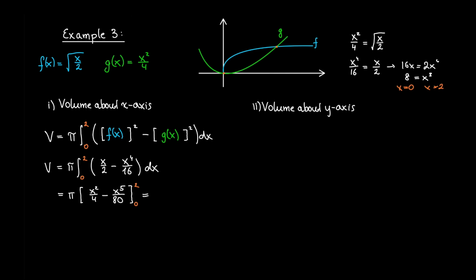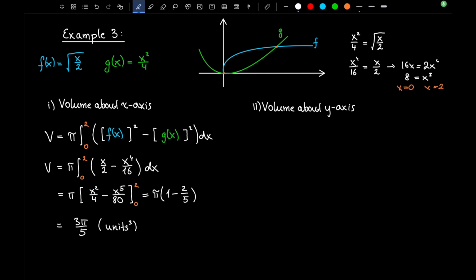Next, we find the antiderivative function, x squared over 4 minus x to the power of 5 over 80, evaluated from 0 to 2. You should be able to do this very fluently after so many parts of integration and calculus in general. The answer we get in the end is pi times 1 minus 3 over 5, or even more simplified, it's 3 pi over 5. Now this wasn't very hard, but what about the volume when we rotate both of our functions about the y-axis?